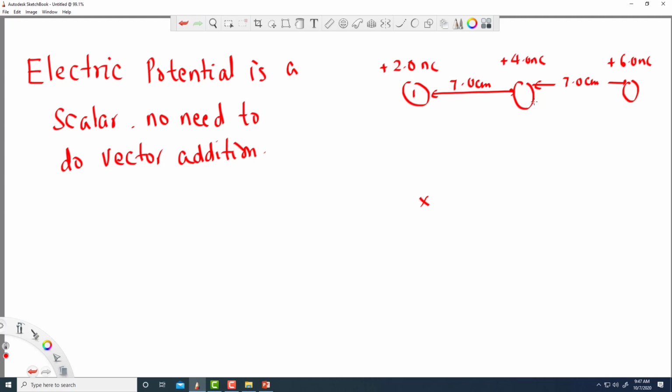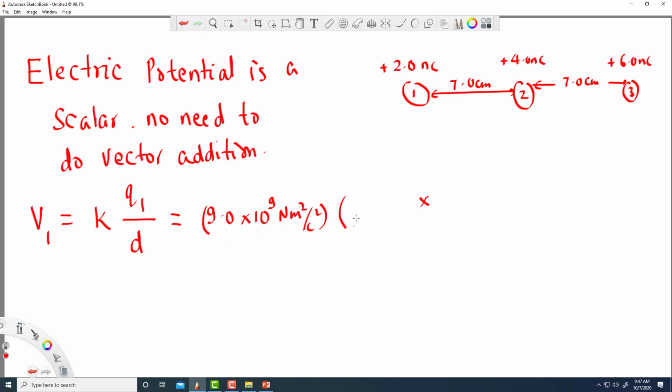Let's call these charges 1, 2, and 3. So find V1, the potential at that point due to charge 1, which is k q1, the source charge, over the distance. So 9 times 10 to the 9 newton meter squared per coulomb squared, charge is 2 times 10 to the negative 9 coulomb, and this distance is 8 centimeters, so 8 times 10 to the minus 2 meter. There is no square.